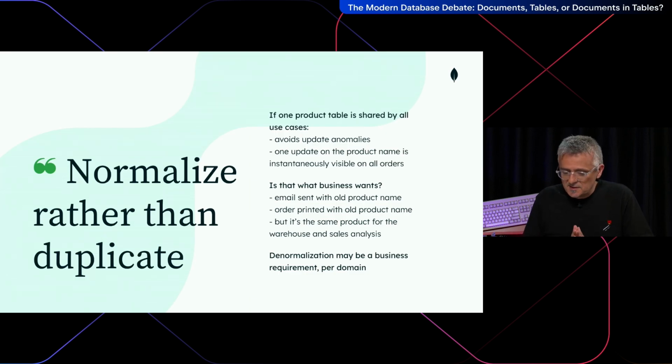So yeah, that's basically the thing. Think about normalization rather than duplication, this idea of the relational database, but think about what you are doing. There is some data that doesn't change. For example, the price at the time of the order. You can duplicate it because it's at the time of the order. It doesn't change. The product name, that may depend on the business rule.